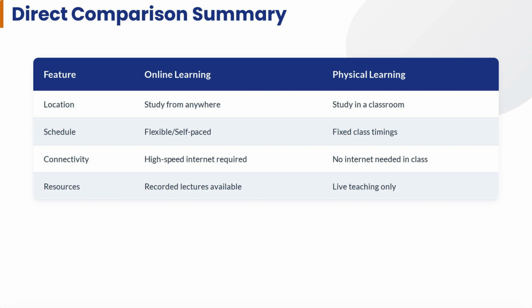Online courses usually provide recorded lectures, so students can watch them again whenever they want. In contrast, physical learning mainly depends on live teaching in a classroom. Both methods are useful. The best choice depends on the student's learning style, goals, and personal situation.